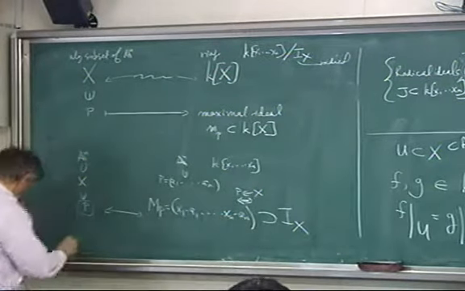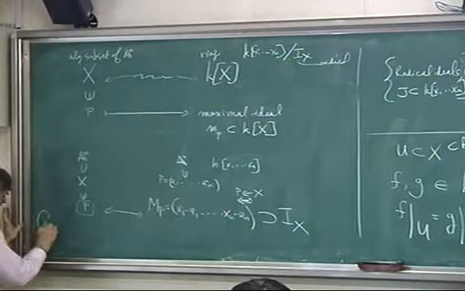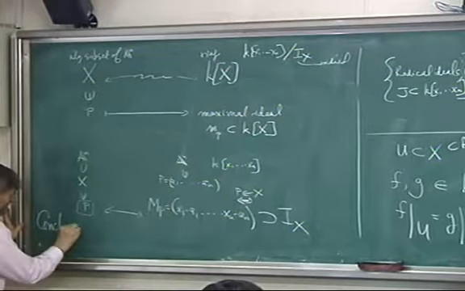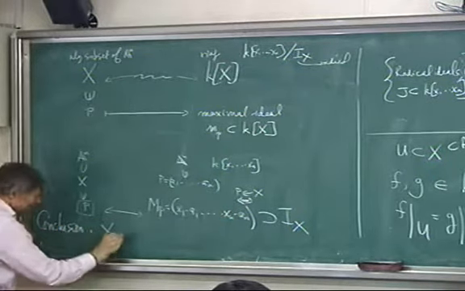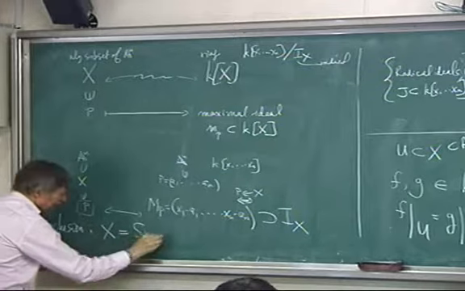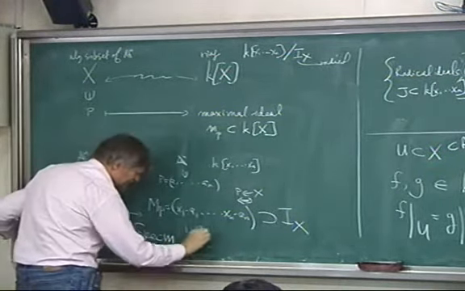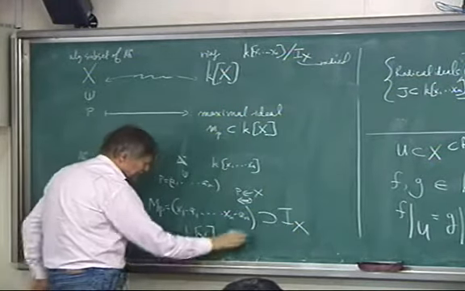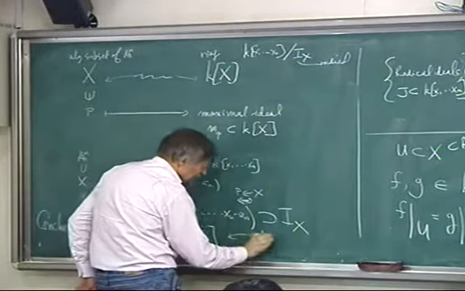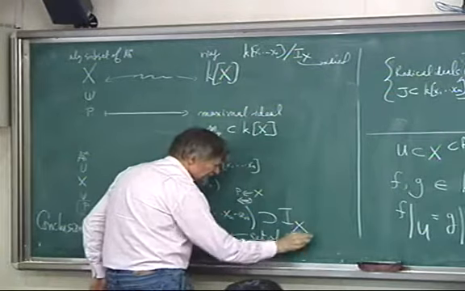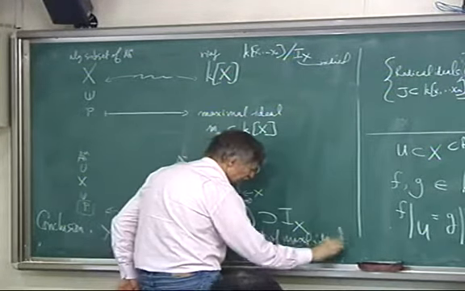Conclusion: X is spec M of K of X, the set of maximal ideals of a ring.